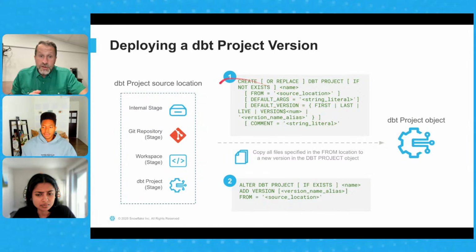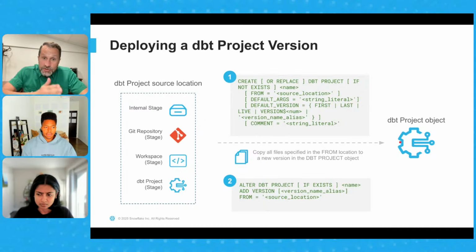There are two SQL DDL commands, and these are just standard DDL commands. There's CREATE DBT PROJECT, and then there's ALTER DBT PROJECT, where you specify the keywords ADD VERSION. What this does when you run these commands is it takes a copy of all the files that are specified in the FROM clause. Both commands have a FROM clause, and it takes a copy of all of those files and puts it into the dbt project object.